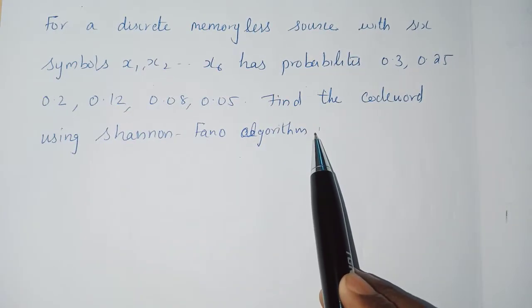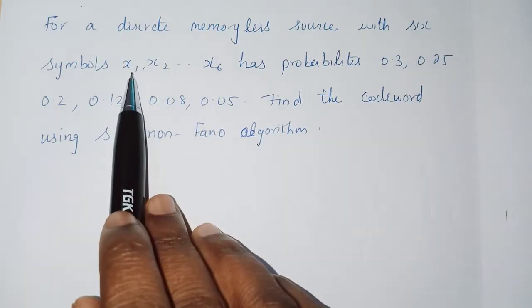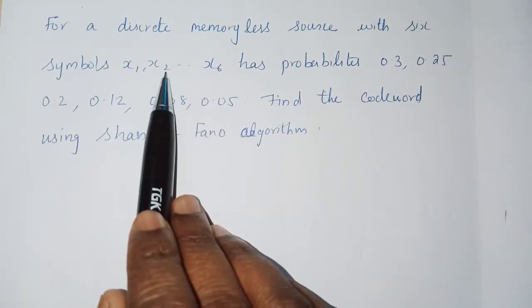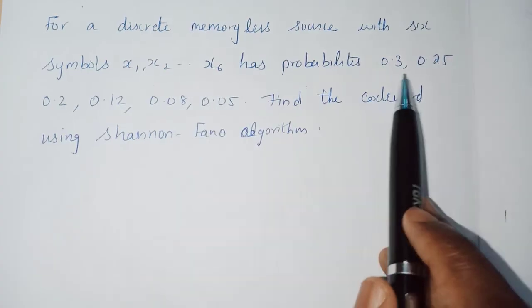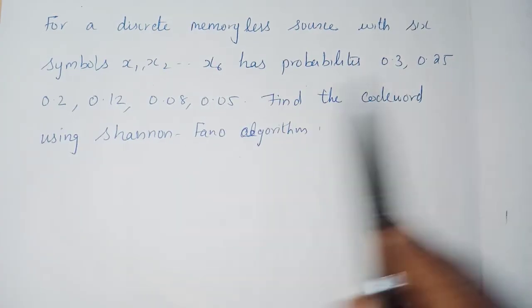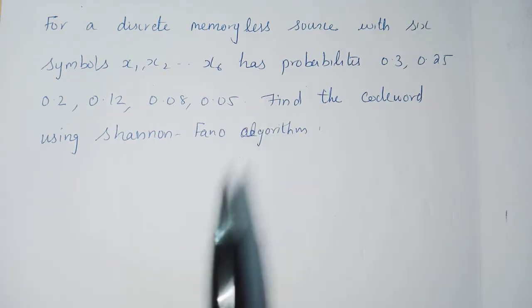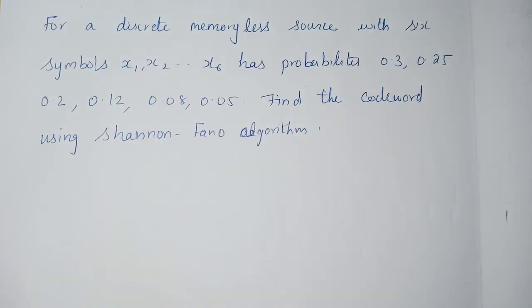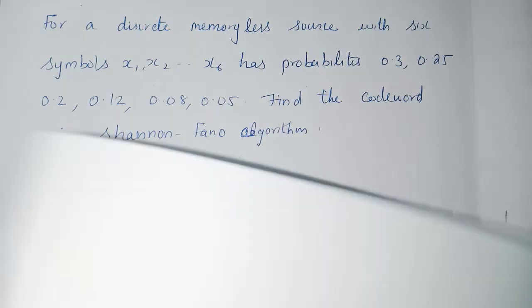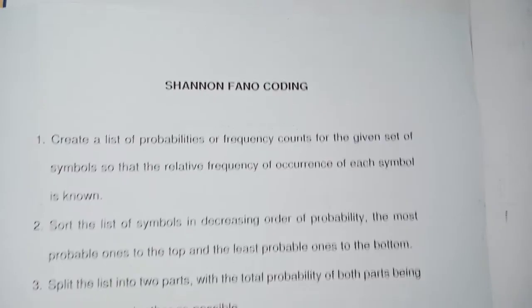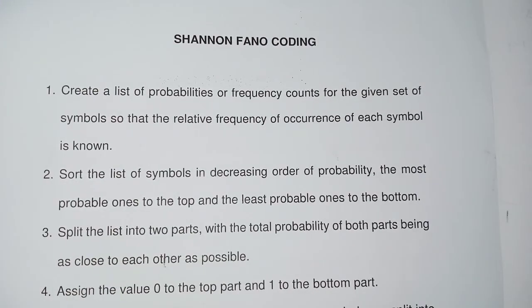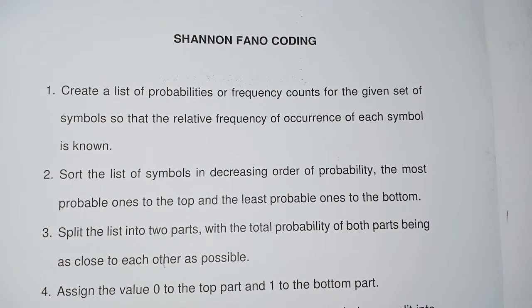So in the question we could see there are 6 symbols given: x1 to x6, that have probabilities 0.3, 0.25, 0.2, 0.12, 0.08 and 0.05. We are asked to find the code word using Shannon Fano algorithm. So before we proceed, let's discuss the steps involved in Shannon Fano coding. Here is a list of steps that we have in Shannon Fano code.